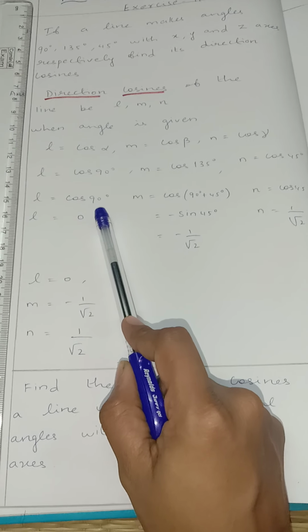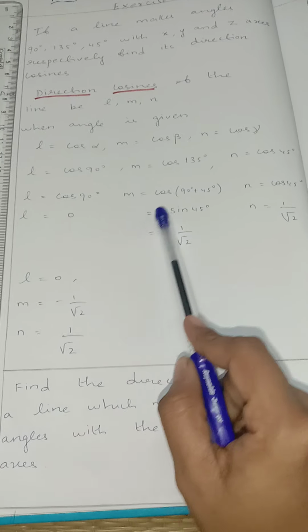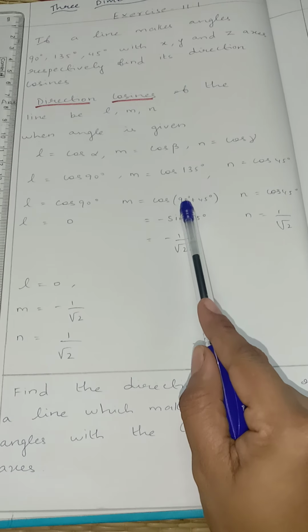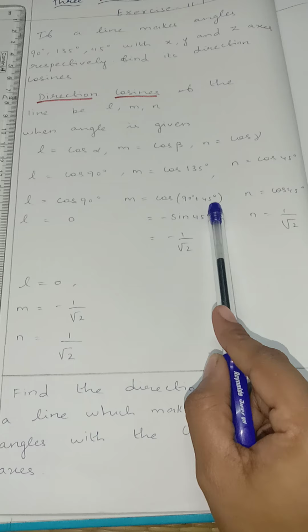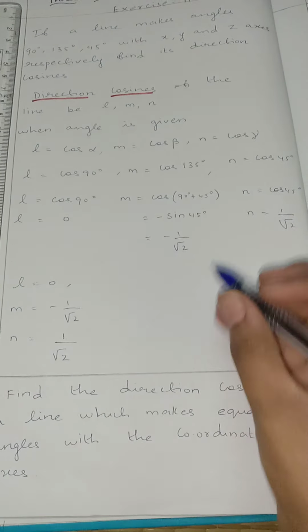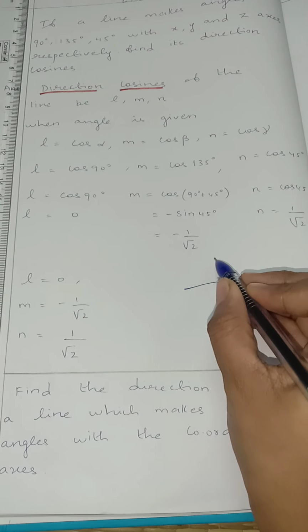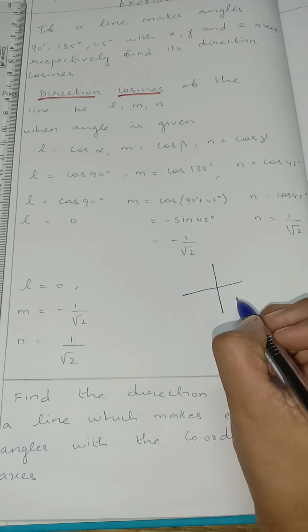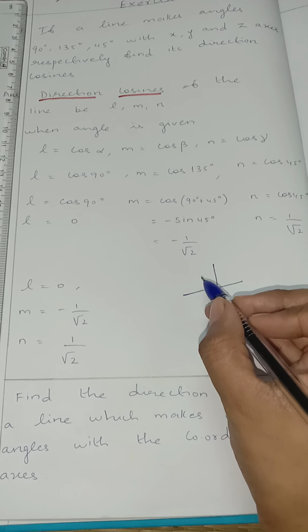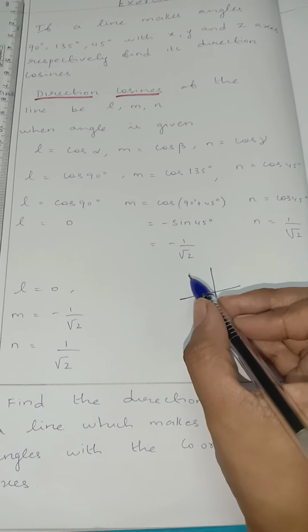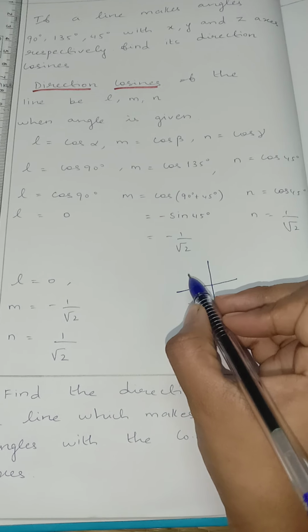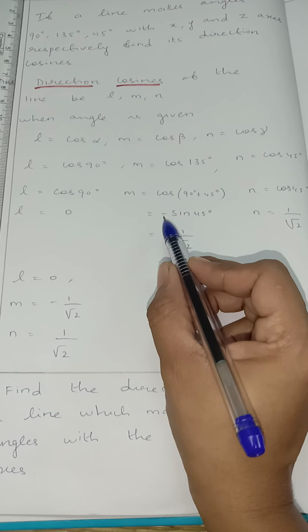So what is cos 90? 0, right? Here you have 135. 135 you can split and write as 90 plus 45. You all know the quadrants, right? You have the first quadrant, second quadrant, third quadrant and fourth quadrant. So 90 plus means which quadrant? Second quadrant. In the second quadrant, cos will be positive or negative? Negative. So you are getting a negative sign here.